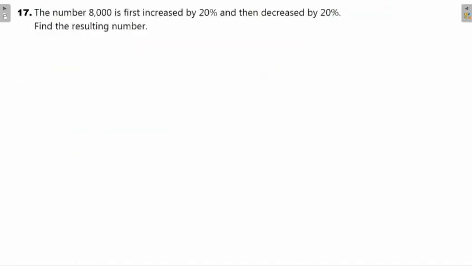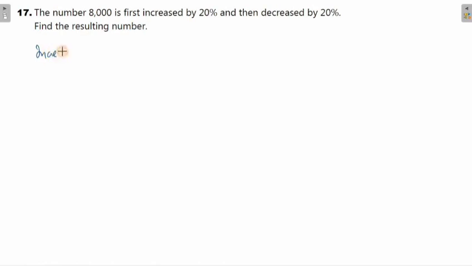Okay, so we will take this question now. The number 8000 is first increased by 20%, then decreased by 20%. Find the resulting number. See, try and understand this question. The original number is 8000, and it is increased by 20%. So let's find the new number, that is the increased number.